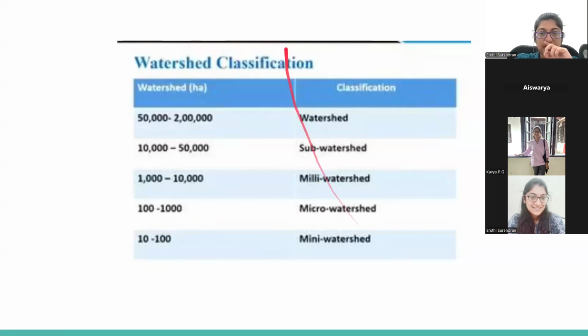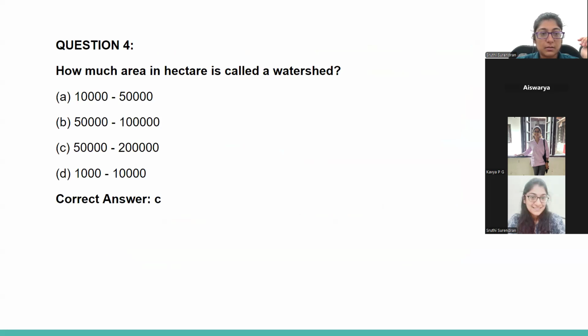So our question here is which category of area falls under the classification watershed, which is 50,000 to 2 lakh hectares. You need to keep in mind this classification. A bunch of questions, maybe one question, can come from this. So the correct answer is option C, 50,000 to 2 lakh hectares.